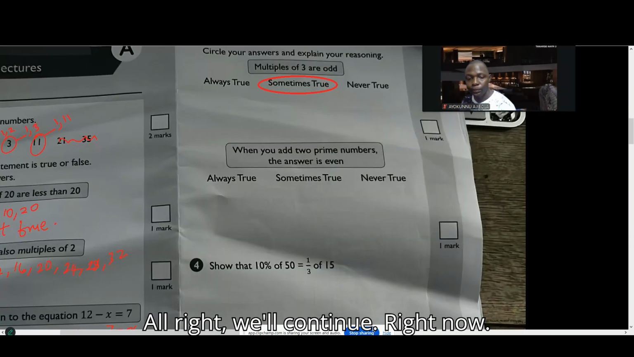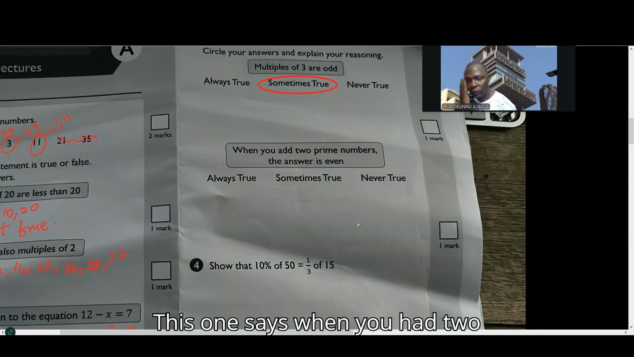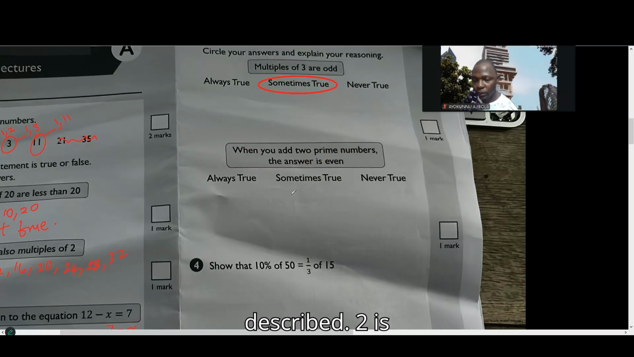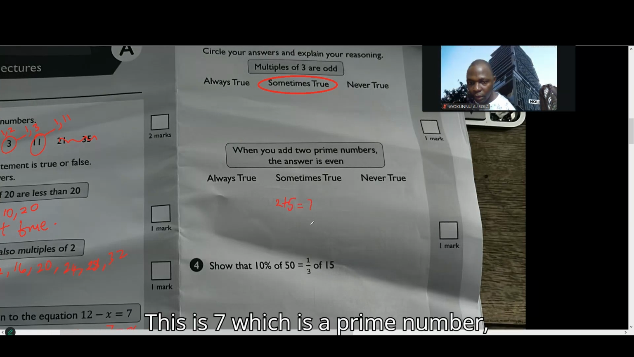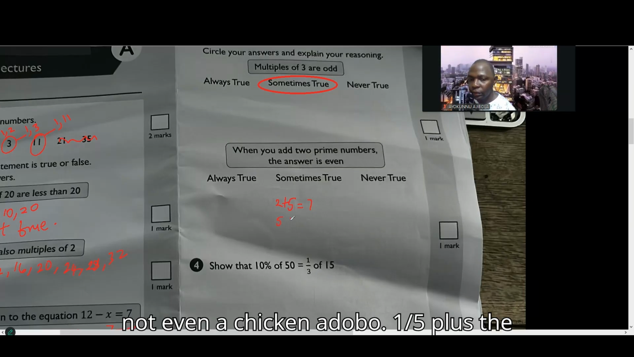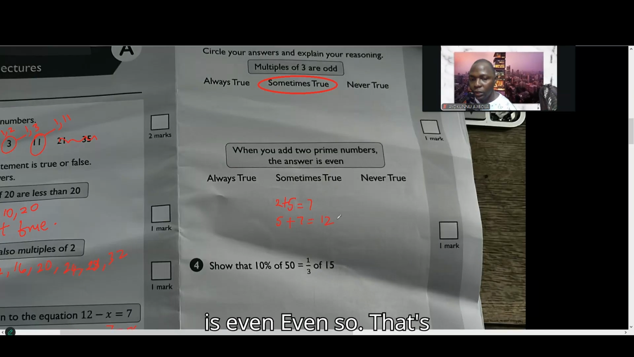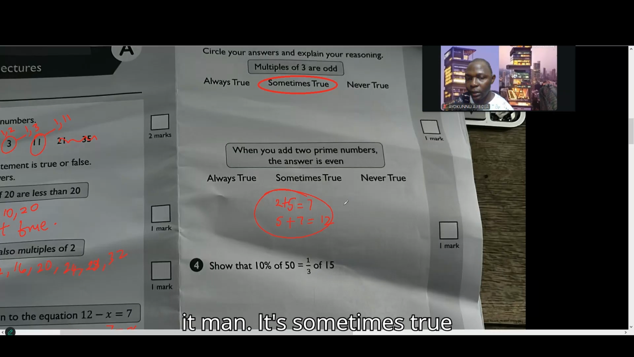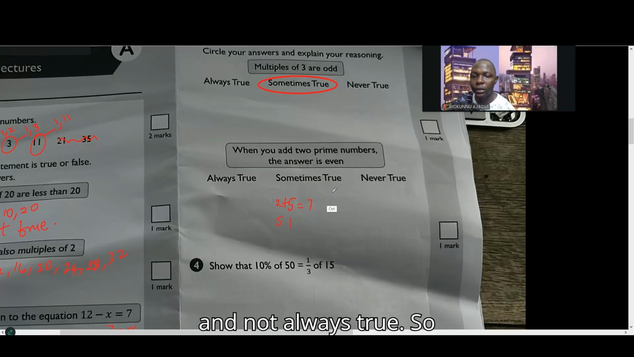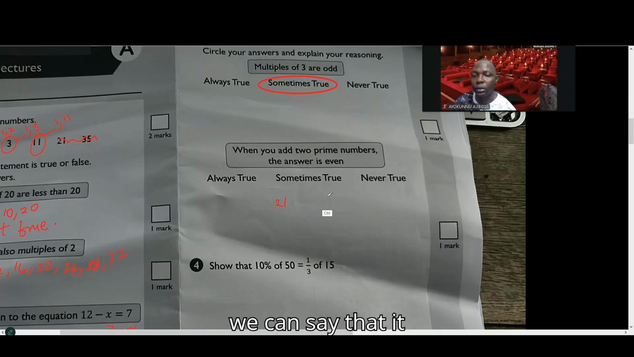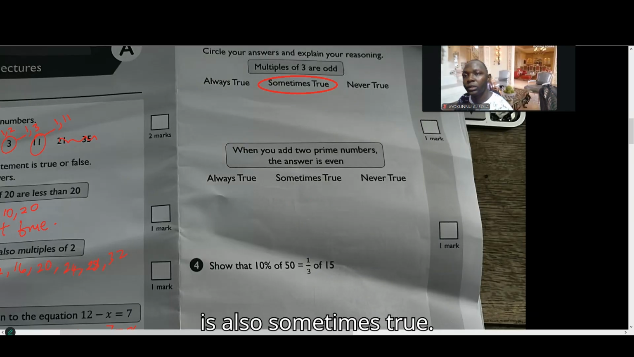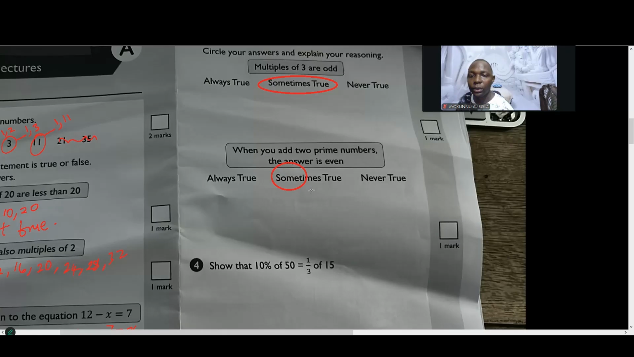All right, we want to continue right now. This one says when you add two prime numbers, the answer is even. Let's check. 2 is a prime number and 5 is a prime number. This is 7, which is a prime number, not even. Let's check another one. 5 plus the next prime number, 7. This is 12, which is even. So that statement is sometimes true and not always true. So we can say that it is also sometimes true.